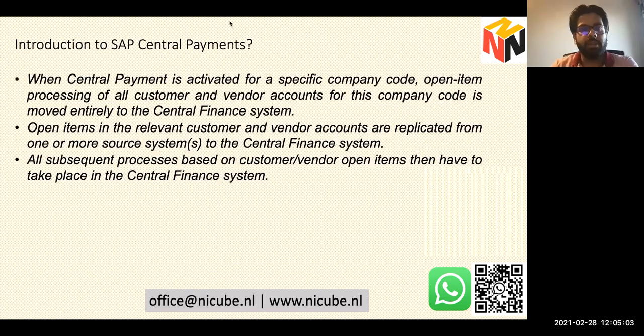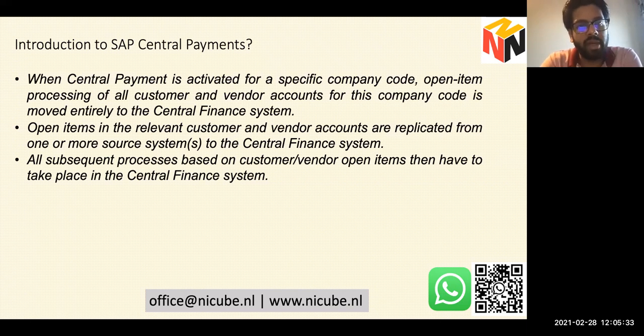Now let's go to central payment. When central payment is activated, it is specific to a company code. So you always activate central payment for a company code. You can say, in my one system, I have 10 company codes for operations, but I want to activate it for one. In that case, you can activate it per company code. So the other 9 company codes will keep on making payment from the source system, but that one company code will start making payment from your central system.